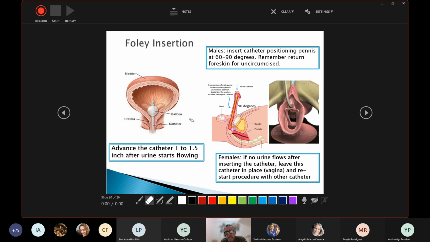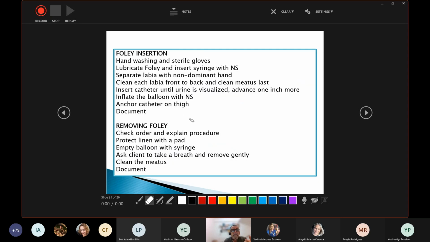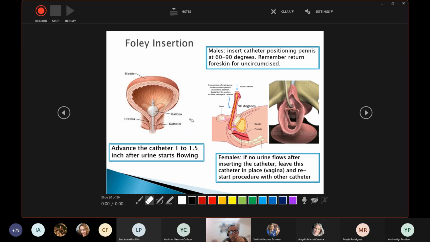For Foley insertion, what questions do you have? Well, in Foley insertion, you know the steps that are mentioned here, and you know the story of the dominant and non-dominant hands, keeping clean, etc. There are some details that I want to discuss before going to the steps of the procedure.